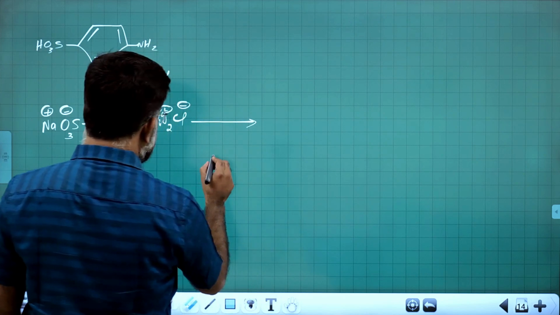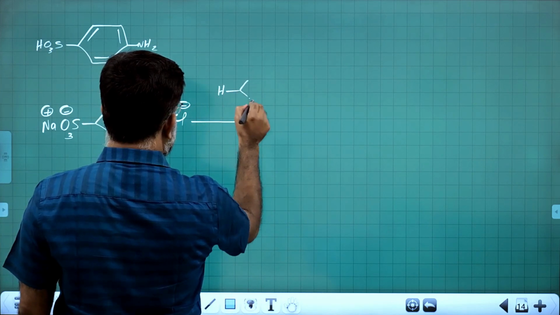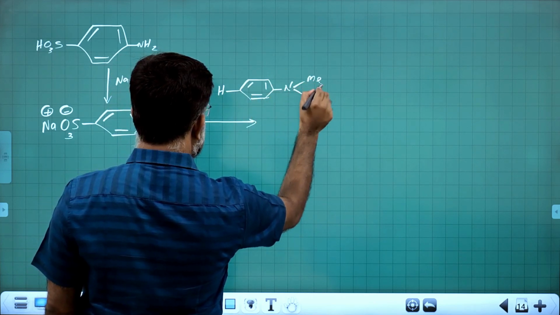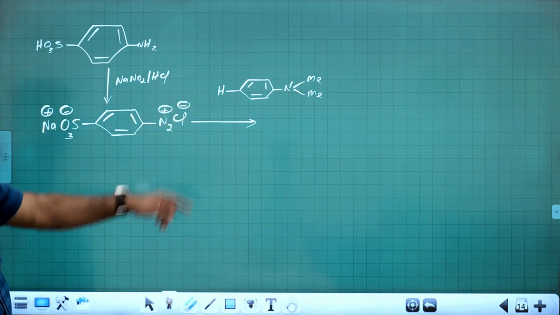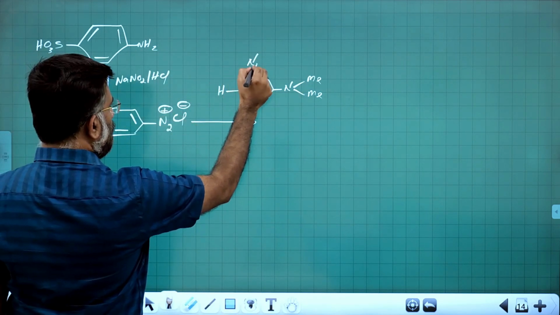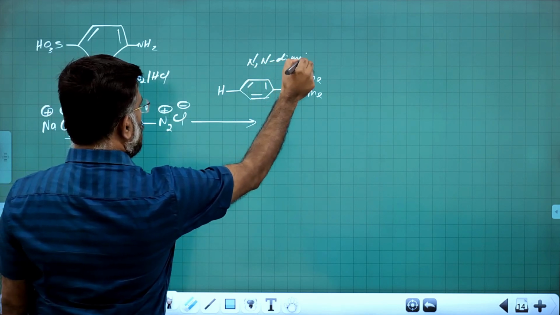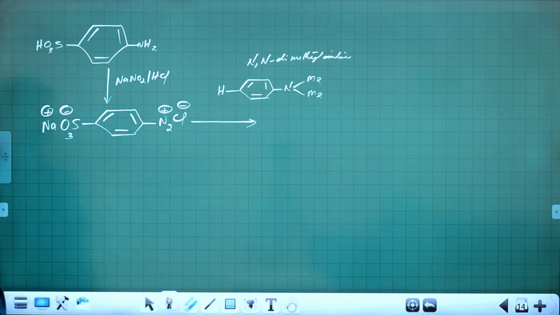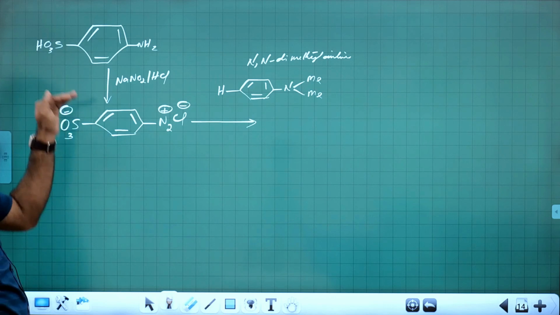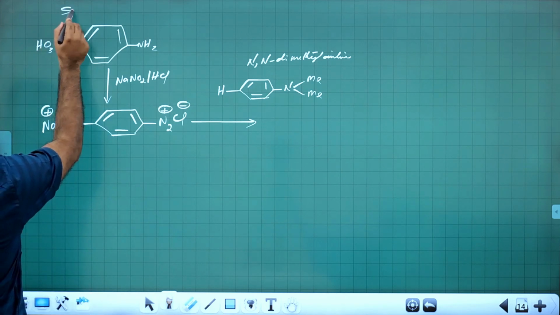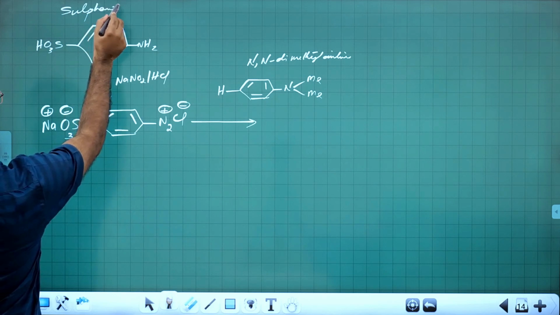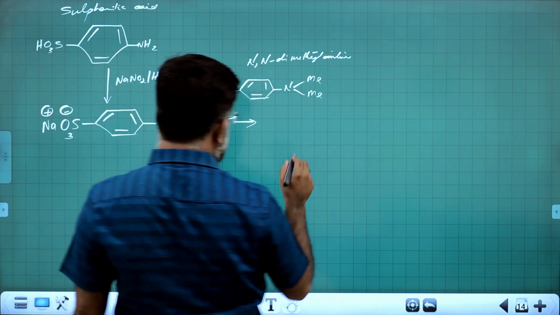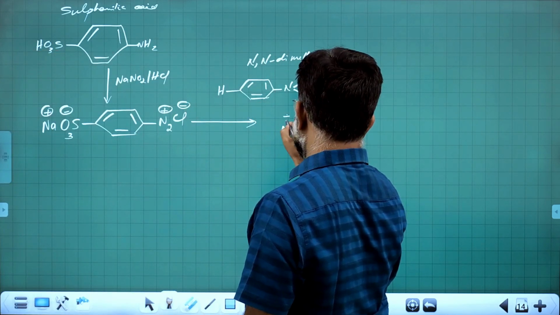And imagine this diazonium salt is treated with N,N-dimethylaniline. This is N,N-dimethylaniline, treated with the diazonium salt of sulfanilic acid. You get an azo coupling product which looks like this.